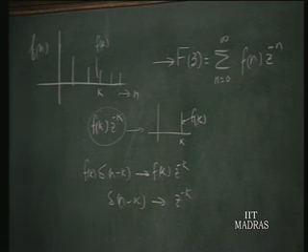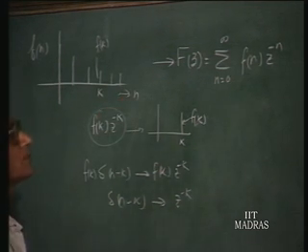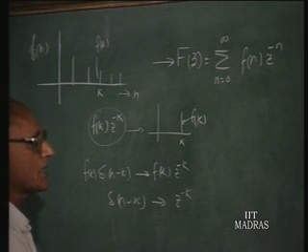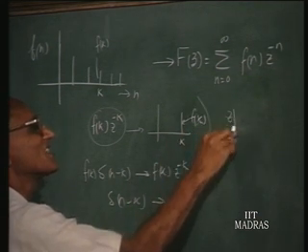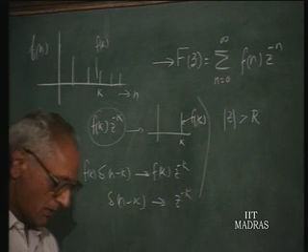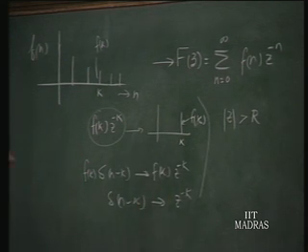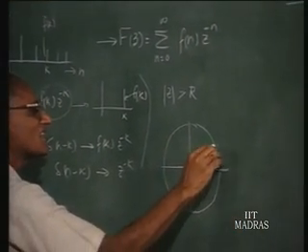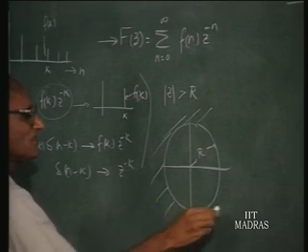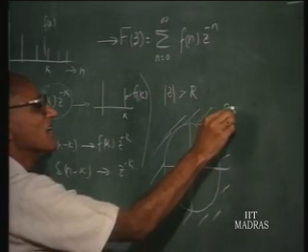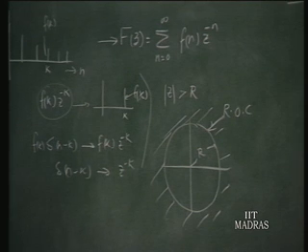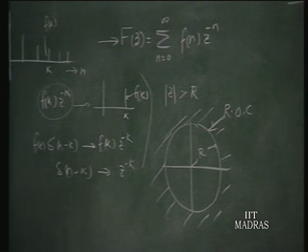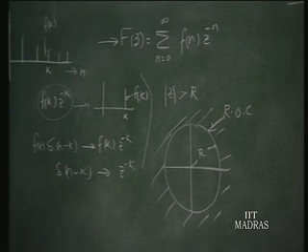We also saw that this whole series f(n) z to the power minus n converges for values of |z| greater than a certain constant r, where r defines the region of convergence. So if this is the radius r, this is the region of convergence, which we abbreviated as ROC. That means the region of convergence is the region outside a circle of radius r, where the value of r depends upon the particular function f(n).